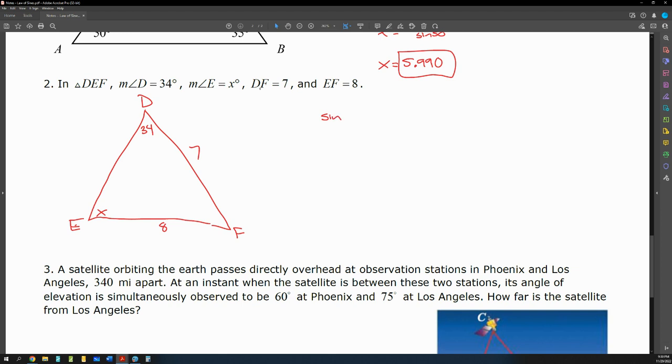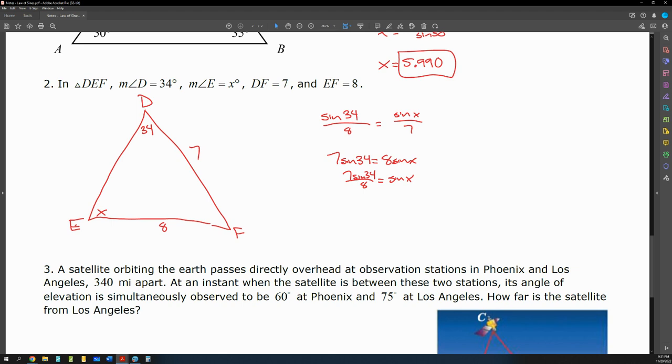So we have the sine of 34. This is angle D over side length D, which is 8, is equal to the sine of x over 7. All right. So solving for x here, we have to cross multiply. So 7 sine of 34 is equal to 8 sine of x.